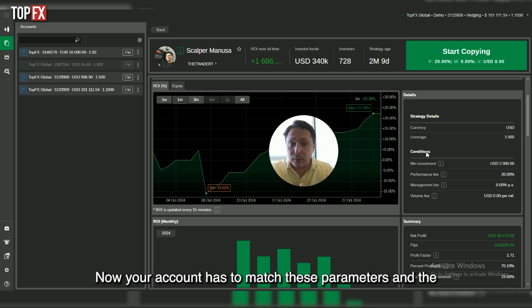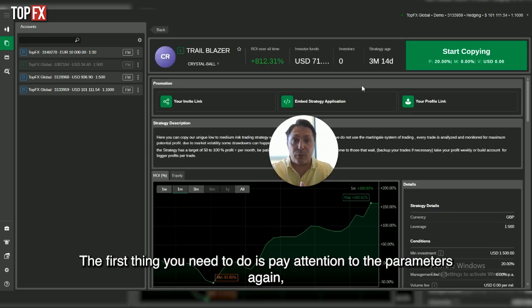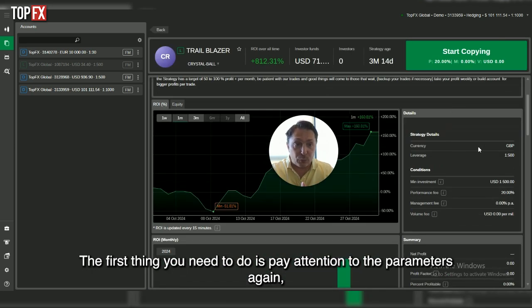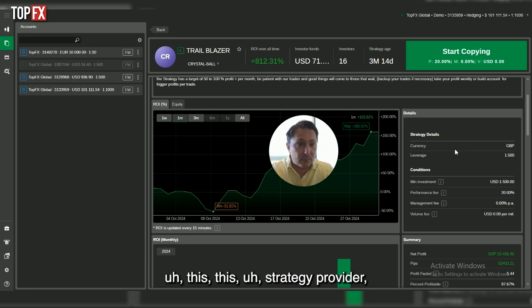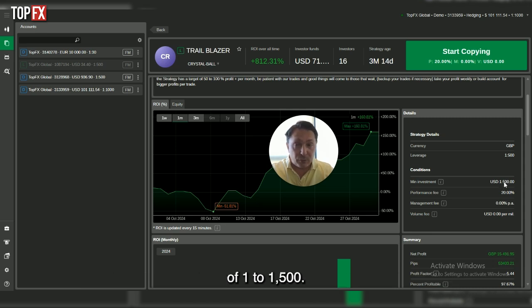Now your account has to match these parameters, and the same can be said with any other strategy provider. The first thing you need to do is pay attention to the parameters. Again, for this strategy provider, base currency GBP, leverage 1 to 500 and a minimum investment of 1,500.